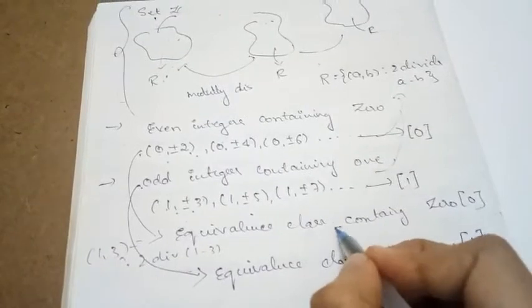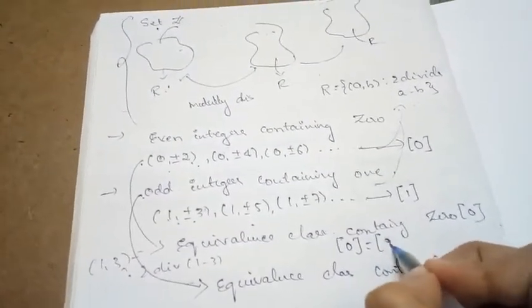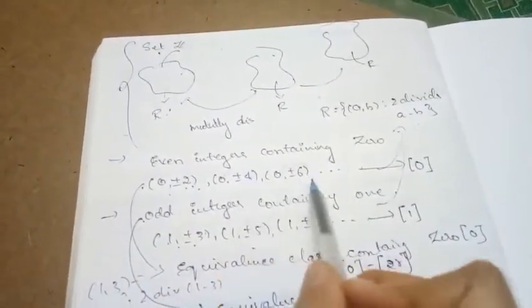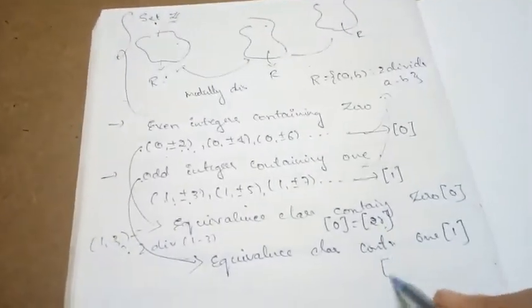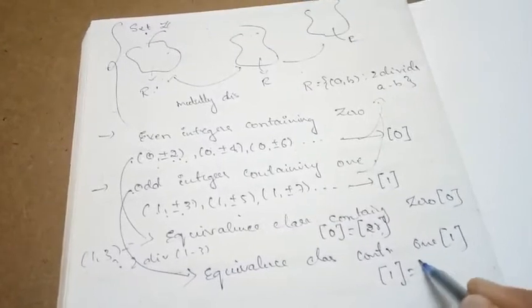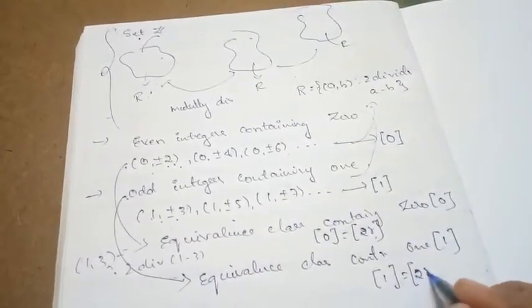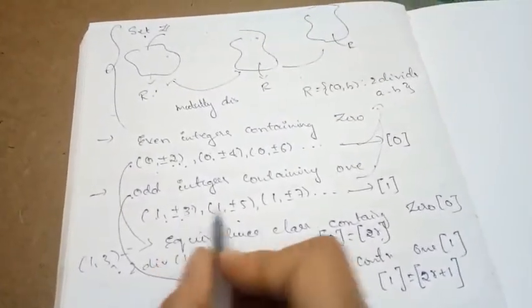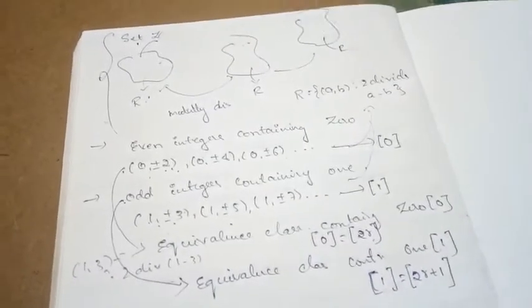So the equivalence class containing 0 is equal to 2r, because all the elements are divisible by 2, so it is represented as 2r. The equivalence class containing 1, the rest of the elements of the set, is defined as 2r plus 1. So the equivalence class of 1 is equal to 2r plus 1.